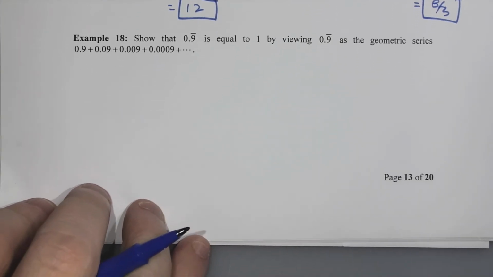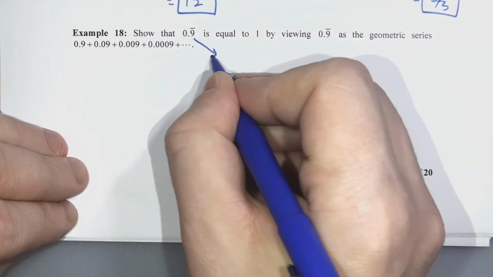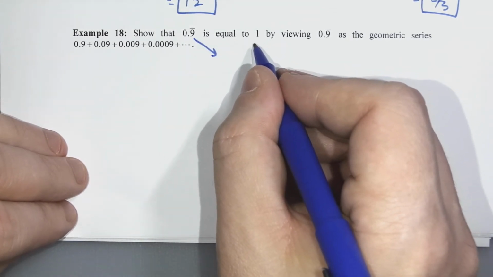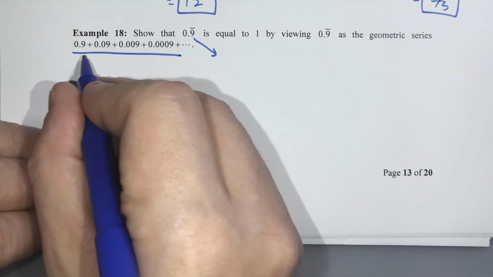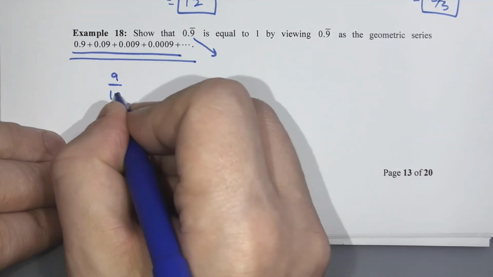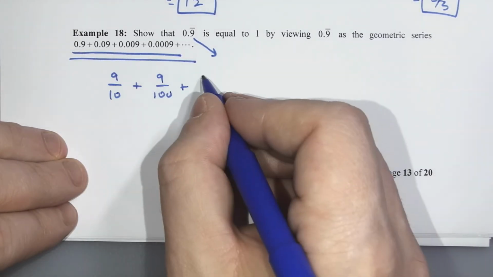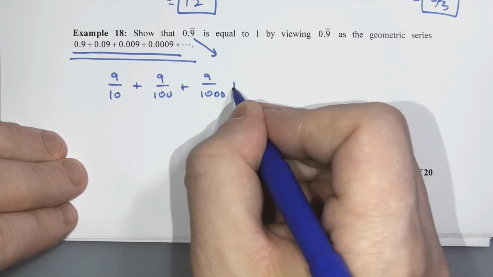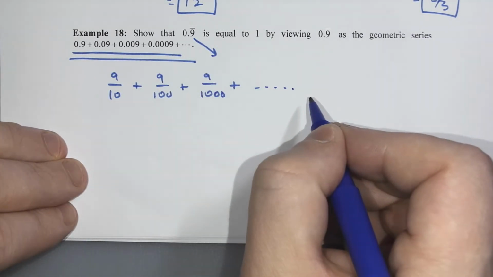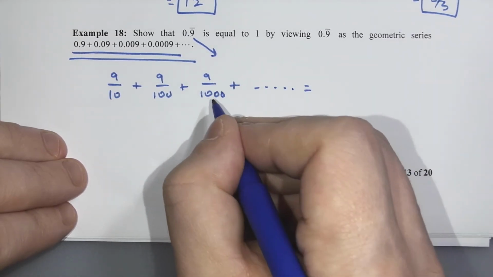Okay, now here's kind of a surprising result. A lot of students are surprised by this, that 0.9 repeating is actually literally equal to 1. And we can see this very clearly if we think of it as an infinite geometric series. 0.9 is 9/10, 0.09 is 9/100, 0.009 is 9/1000. And so if we were to add this up infinitely far, what would we get? Well, this is an infinite geometric series.